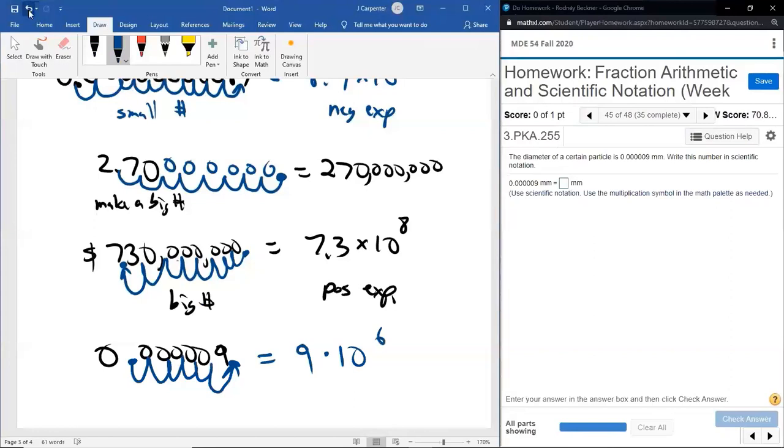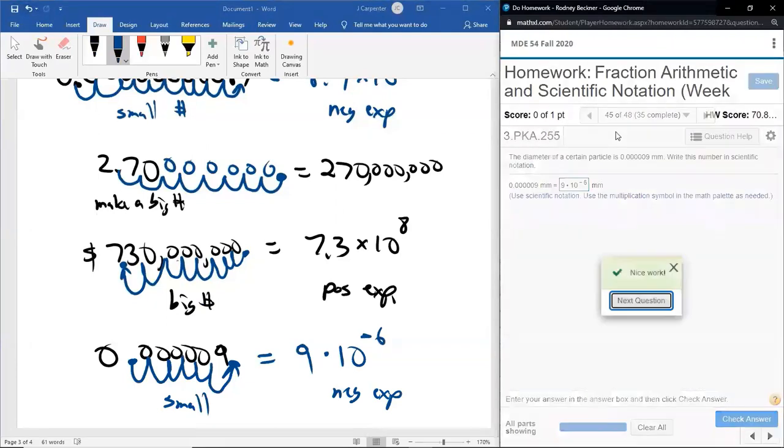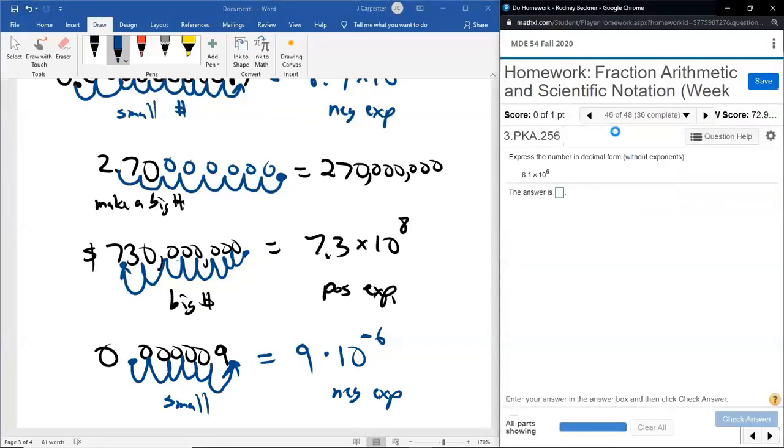Was 0.00009 big or small? I hope you know it's a small number, which means this should be a negative exponent. So it's 9 times 10 to the negative 6th. 9 times 10 to the negative 6. And we got it right.